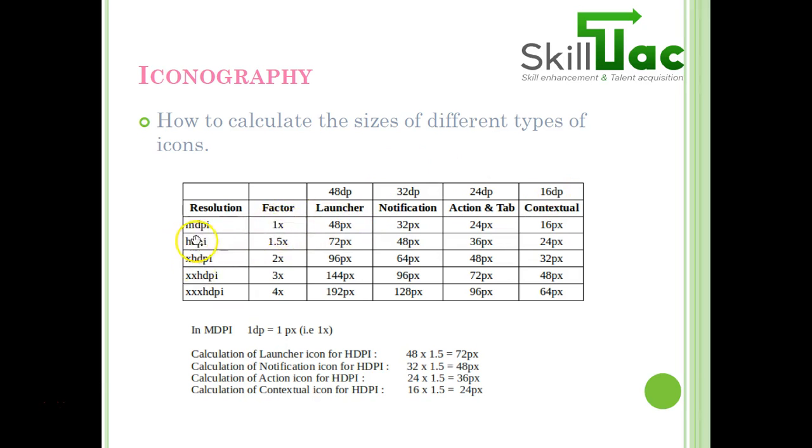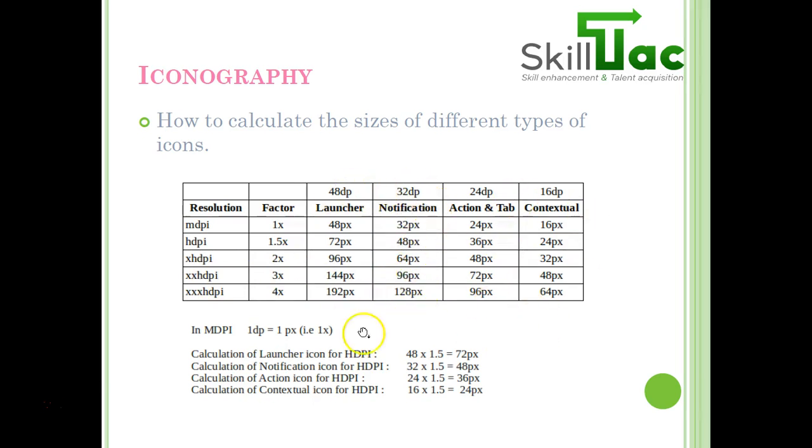And if you want to create HDPI, XHDPI or triple XHDPI, we need to multiply the minimum values here by the factor values accordingly. So for example, we need to convert this 32 dp notification icon for double X HDPI. We just simply multiply it by 3 times and we get our double X HDPI size, which is 96 pixels.